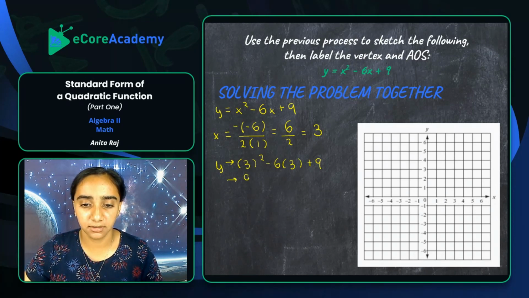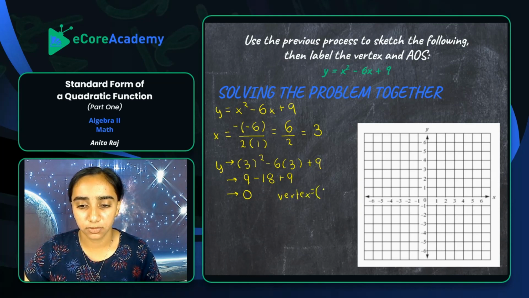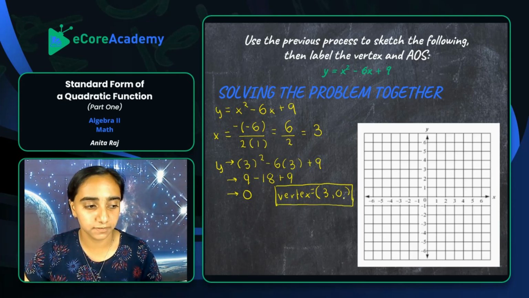So 3 squared is 9. 6 times 3 is 18. So this would be minus 18 plus 9. And what is that? Well, 9 minus 18 is negative 9, plus 9. Well, that's going to be exactly 0. So from this, we can derive that our vertex is equal to 3, 0. So now we know the vertex. I'm just going to box this in. So our vertex is 3, 0, and we just found that by doing the 2 previous steps.